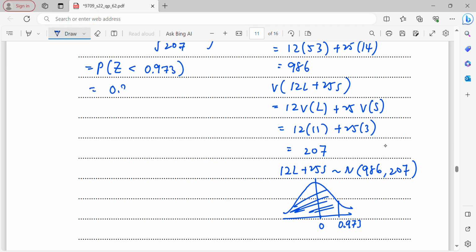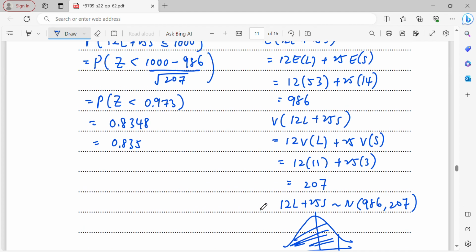The table will give you 0.8348, and now you round up to 3 significant figures, it will be 0.835. So that's the working for this question.